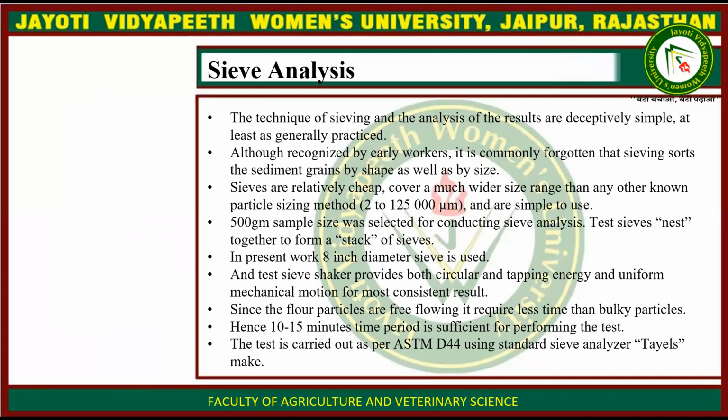The technique of sieving and the analysis of the results are deceptively simple, at least as generally practiced. Although recognized by early workers, it is commonly forgotten that sieving sorts the sediment grains by shape as well as by size. Sieves are relatively cheap, cover a much wider range than any other known particle sizing method, that is 2 to 125,000 micrometers, and are simple to use.